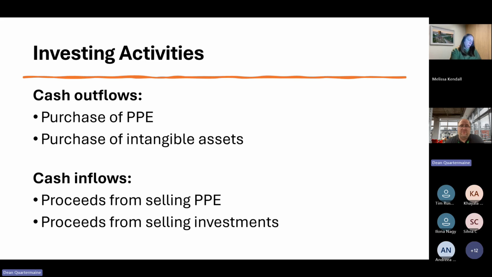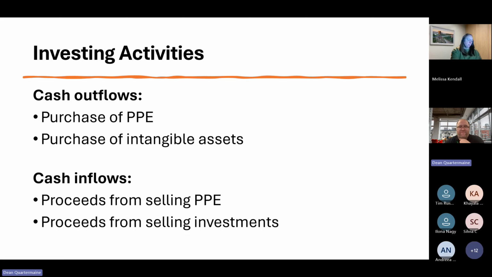Cash inflow, from an investing perspective, cash inflows are going to come from proceeds from selling PPE. So if I sell PPE, then any cash proceeds that I receive from that are cash inflows into my business. And proceeds from selling of any investment. So if we've got an investment, let's say we own half of another company, and we sell our share in that company, we've now sold an investment, receive proceeds from that, that's inflows into the business.